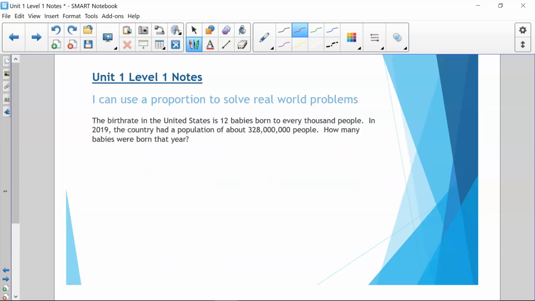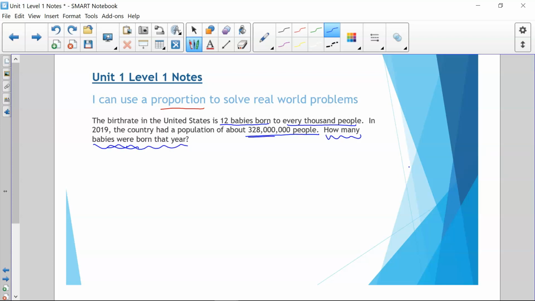We're going to finish off level 1 by applying proportions to solve real-world problems. So let's read closely and find out what's important information. The birth rate in the United States is 12 babies born to every 1,000 people. In 2019, the country had a population of about 328 million people. How many babies were born that year? That's what I need to find out. So that's my unknown.